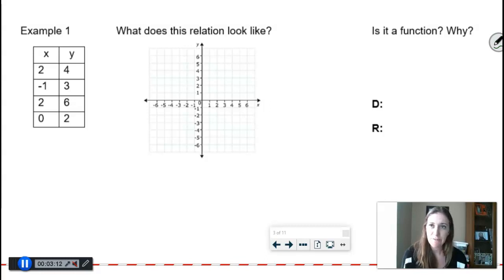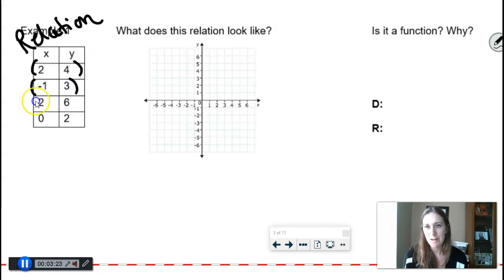So first, I give you this relation. Just to connect our vocab here, right now we can call it a relation, a set of xy ordered pairs. On the Cartesian coordinate plane, remember you can plot x values and y values like a game of Battleship. If I plot the ordered pair 2, 4, that would be at 2, 4, and then negative 1, 3, and then we got 2, 6, and then we have 0, 2.